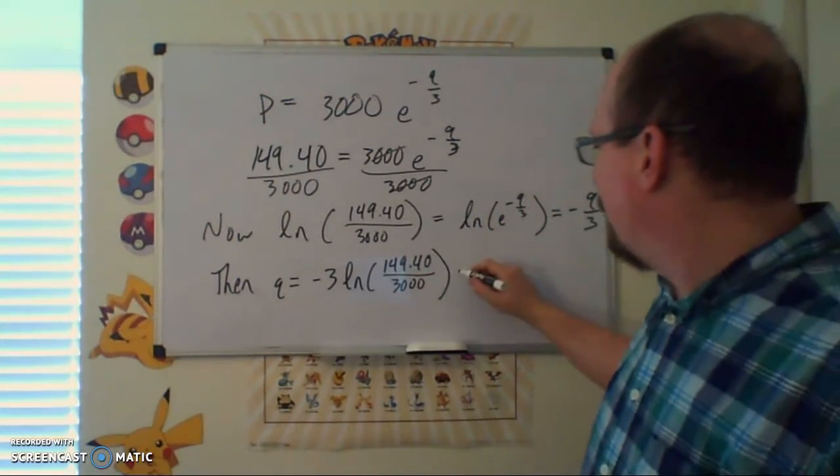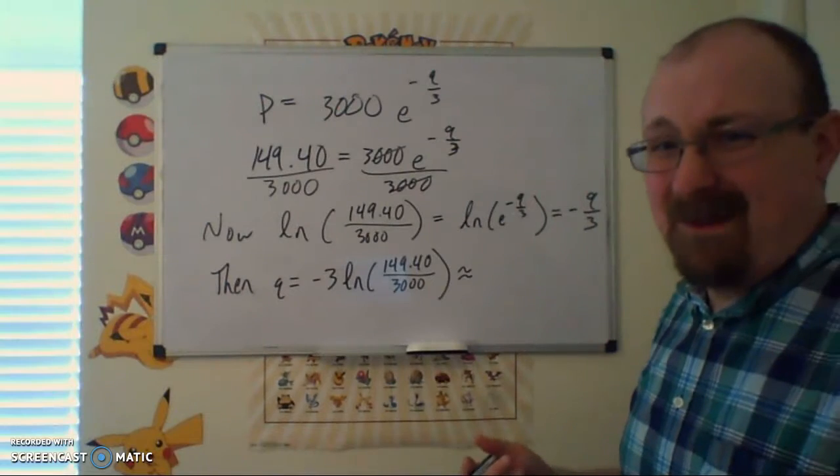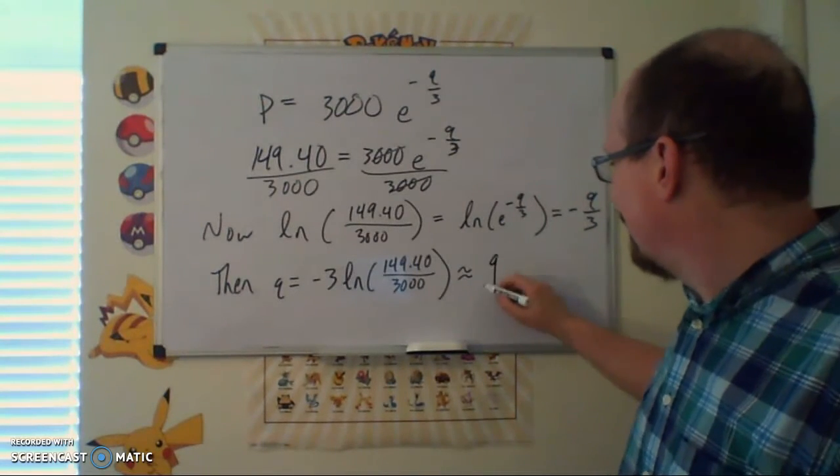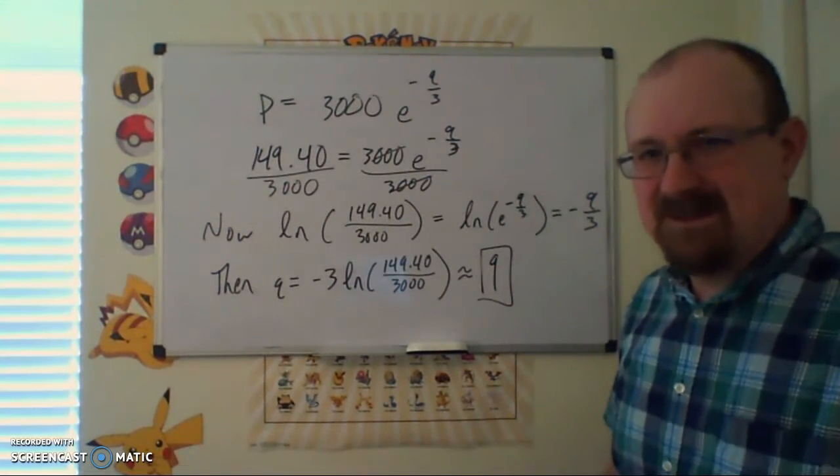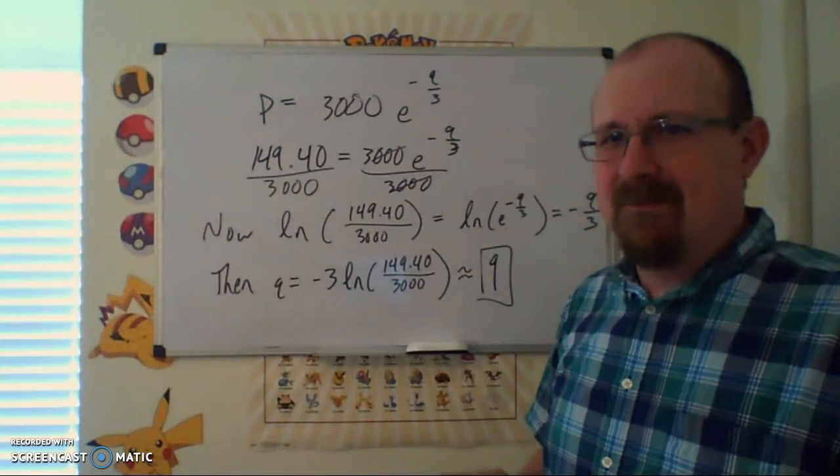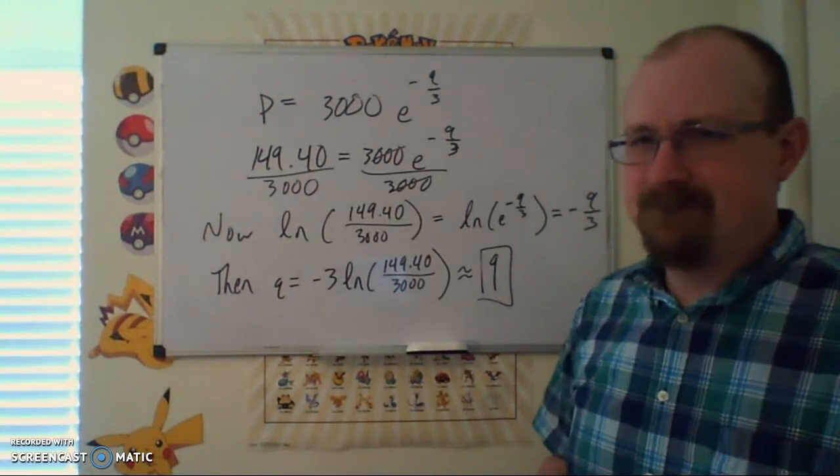And when we crank that out, since this is a demand thing, it makes sense we can't really make a fractional unit, rounding to the nearest whole number. We can expect to sell 9 of these things at this price point.